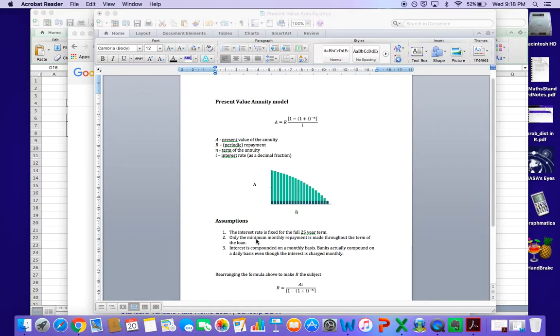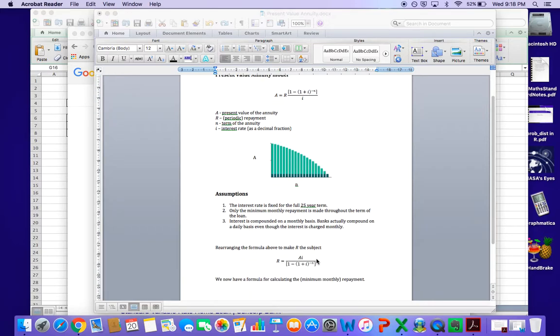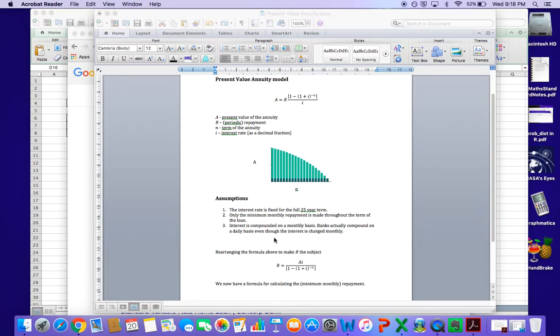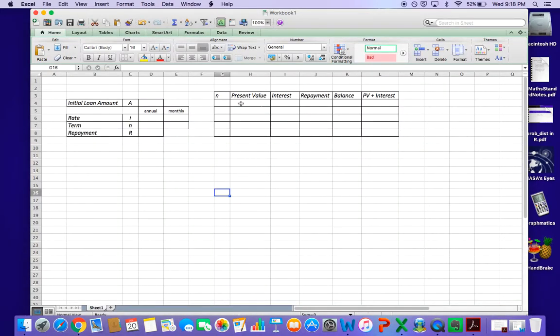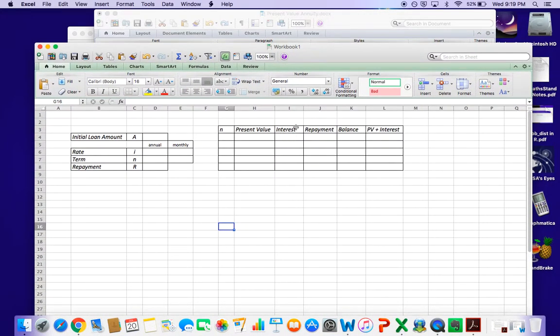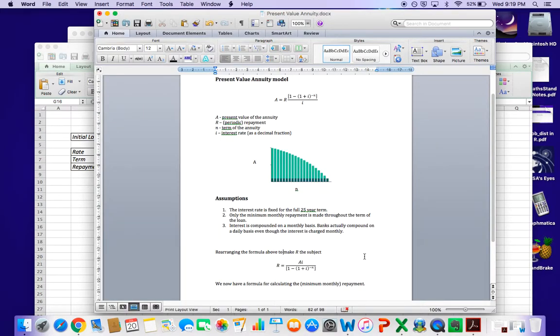So we're assuming that only the minimum monthly repayment is made throughout the term of the loan. And the third assumption, which is a less obvious one, is that the interest will be compounded on a monthly basis. So over here we're going to construct a spreadsheet model showing present value and interest repayment month to month over a 25-year period, and we're assuming that interest will be compounded on a monthly basis. In practice, banks actually compound interest on a daily basis, even though the interest that they charge to you is done so on a monthly basis.